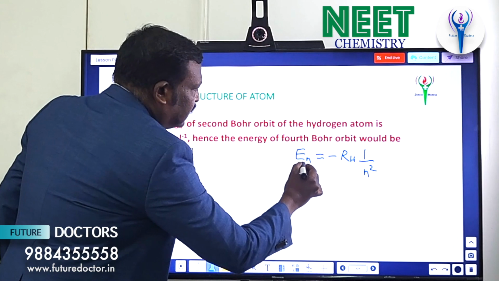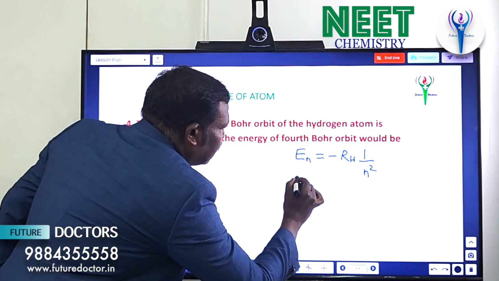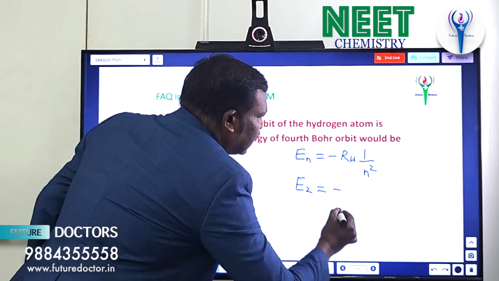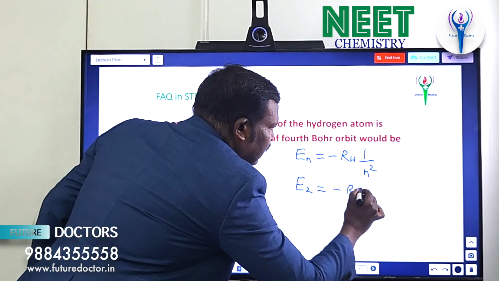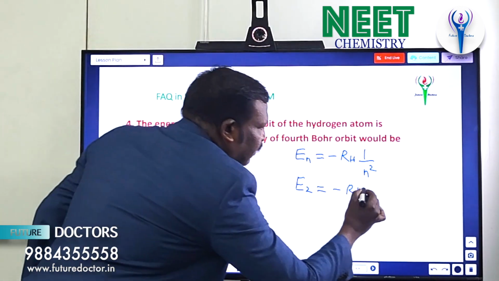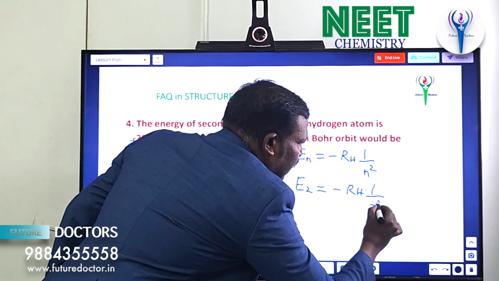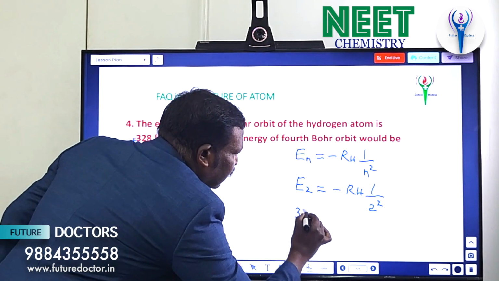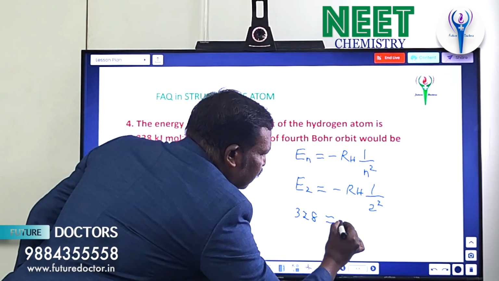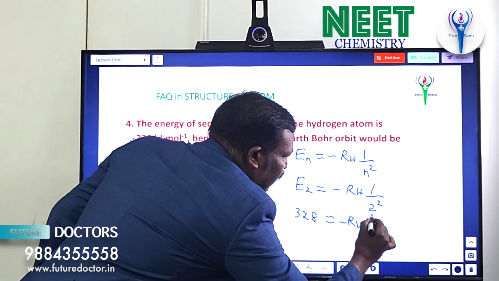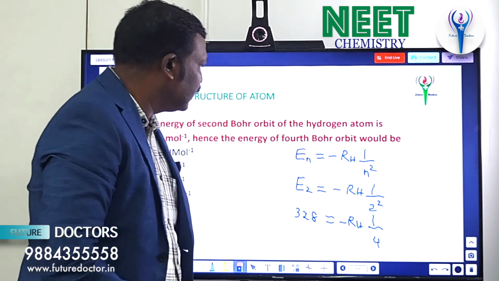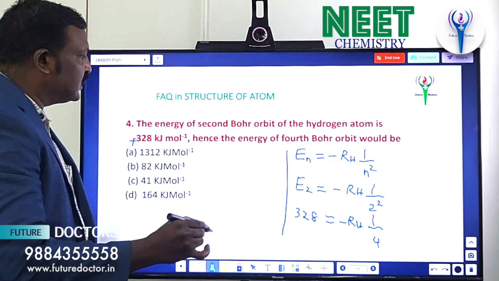So I consider this as a positive value. Here the energy of the second orbit is given. Second means E2 is minus R_H, and for the second orbit I put 2 square. The energy is given, so 328 is equal to minus R_H into 1 by 4, since 2 square means 4. Okay. Likewise, now see the second part.